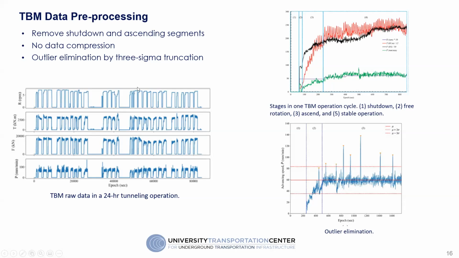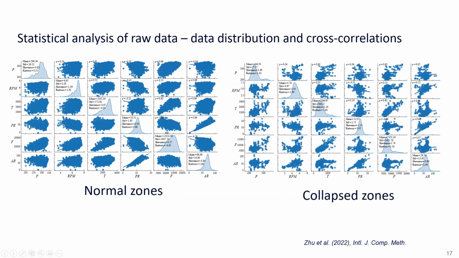What we do first is to pre-process the data, to clean the data. We don't compress, we use the data as they are, so we don't lose information. We remove the shutdown and ascending segments, and then this is now the more or less stable operation. As you can see, we get the mean of the parameters, and then we truncate the data. We take out data that are outside plus or minus 3 standard deviations because we consider them as noise or measurement error.